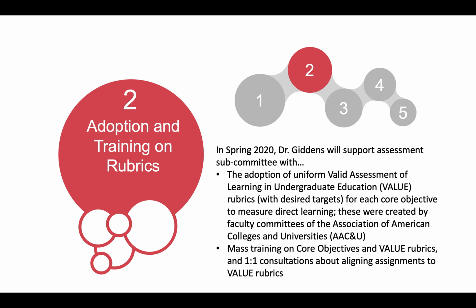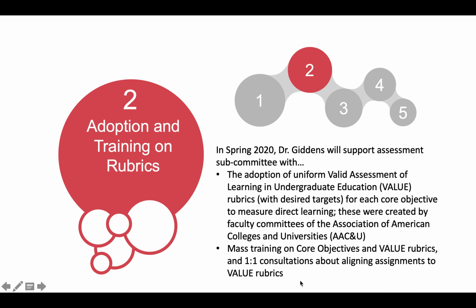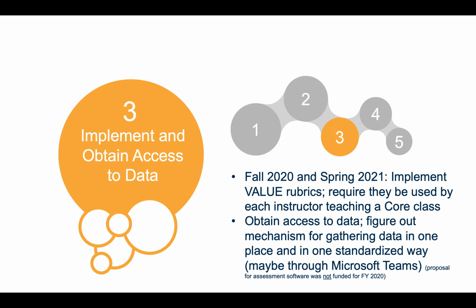Also during spring 2020, I would provide mass training on those VALUE rubrics and how they align with the core objectives, and provide one-to-one consultations about aligning assignments to the VALUE rubrics. So if any of these assignments during the identification process during step 1 maybe needed to be tweaked a bit to be able to align to the rubric, or maybe the faculty member just had some questions about how do I use this rubric to be able to assess my students' work with this assignment, I can provide some one-on-one consultations and also some mass training on that.